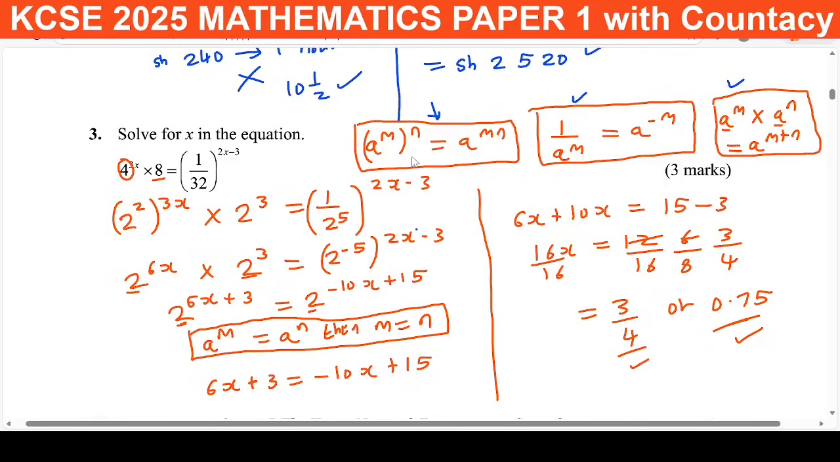Because if you just master these formulas and you know how to apply them, then working through this is much easier. Another thing is always to check whether you can convert these numbers into a similar base, as we did by converting all the numbers into multiples of 2. That is how we were able to get to the solution. Let's move ahead.